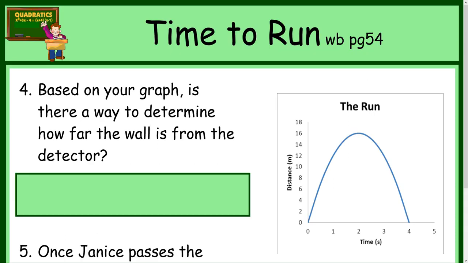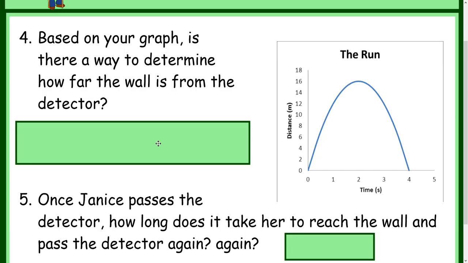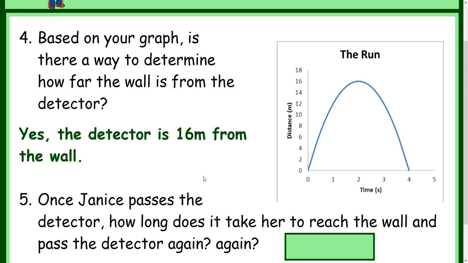Okay, based on the graph, is there a way to determine how far the wall is from the detector? How far is the wall from the detector? And yes, you can. The detector is 16 meters from the wall. This is where the detector started, right here at the beginning, which means she's going to the wall and coming back. So that means the wall is 16 meters away from the detector.